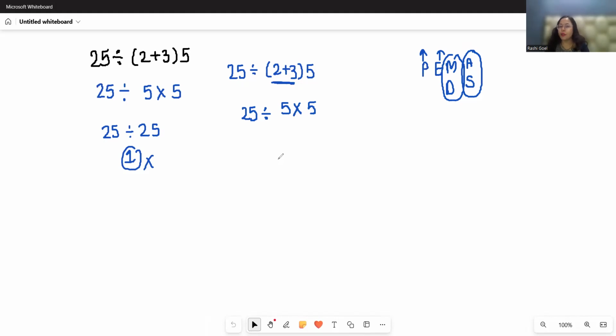So now we have two operations left, that is division and multiplication. Both have the same priority, but we have to solve it from left to right. So we will write 25 divided by 5 times 5. Now cancel out the 5 with 5.